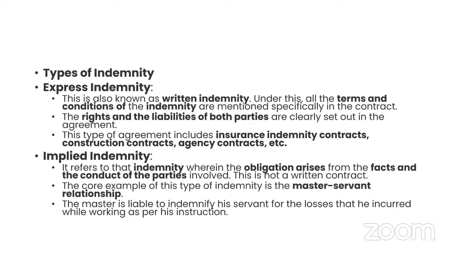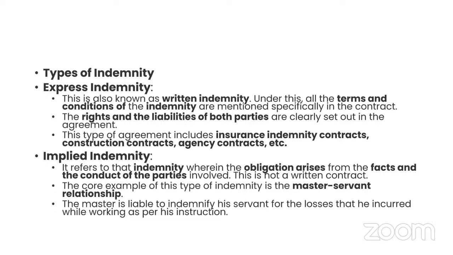Insurance contract, for example, is an example of an express indemnity contract. So if I have a vehicle, I take vehicle insurance, right? So I pay an annual premium, and if some damage occurs to the vehicle during that period, the insurance company pays me some amount for repairs and the loss that I incurred. So that is an example of an indemnity contract. That is an example of an express indemnity contract. Why? Because the terms and conditions are clearly written. Right?